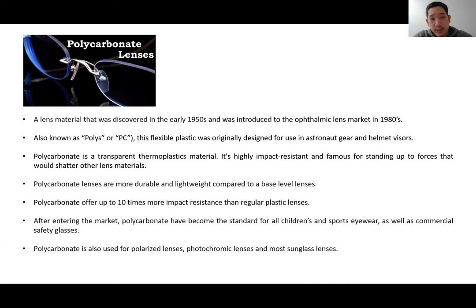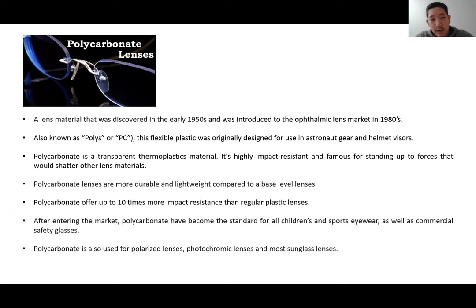What more do we know about polycarbonate lenses? It is a lens material that was discovered in the early 1950s and introduced to the ophthalmic lens market in the 1980s. It is also known as polys or PC. This flexible plastic material was originally designed for astronaut gear and helmet visors. Polycarbonate is also a transparent thermoplastic material. When we say thermoplastic, it means a material that can easily be melted by heat and then set aside to cool, and it becomes a hard material again. It is highly impact resistant and famous for standing up to forces that would shatter other lens materials.